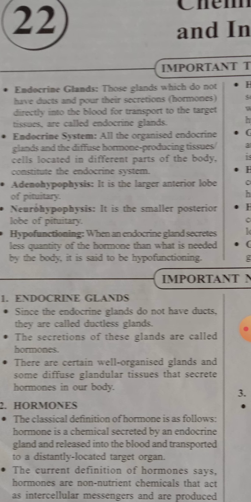There are some specialized tissues in the body which secrete specific chemical substances, and these chemical substances are known as hormones. These specialized tissues are known as glands, and their secretion is known as hormones. So students, we will discuss from the initial points.